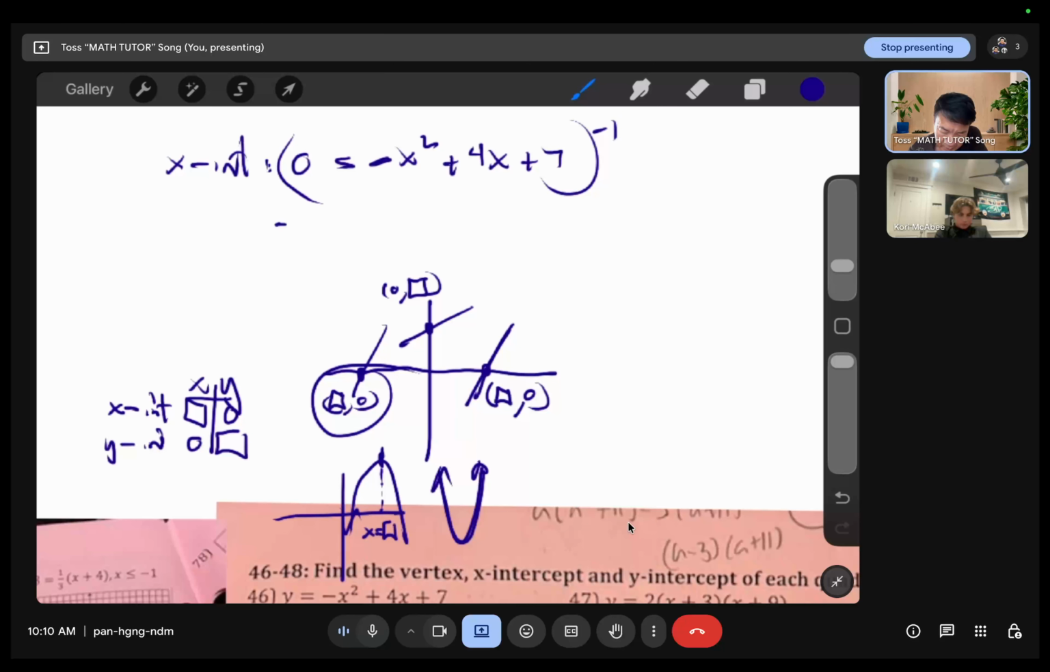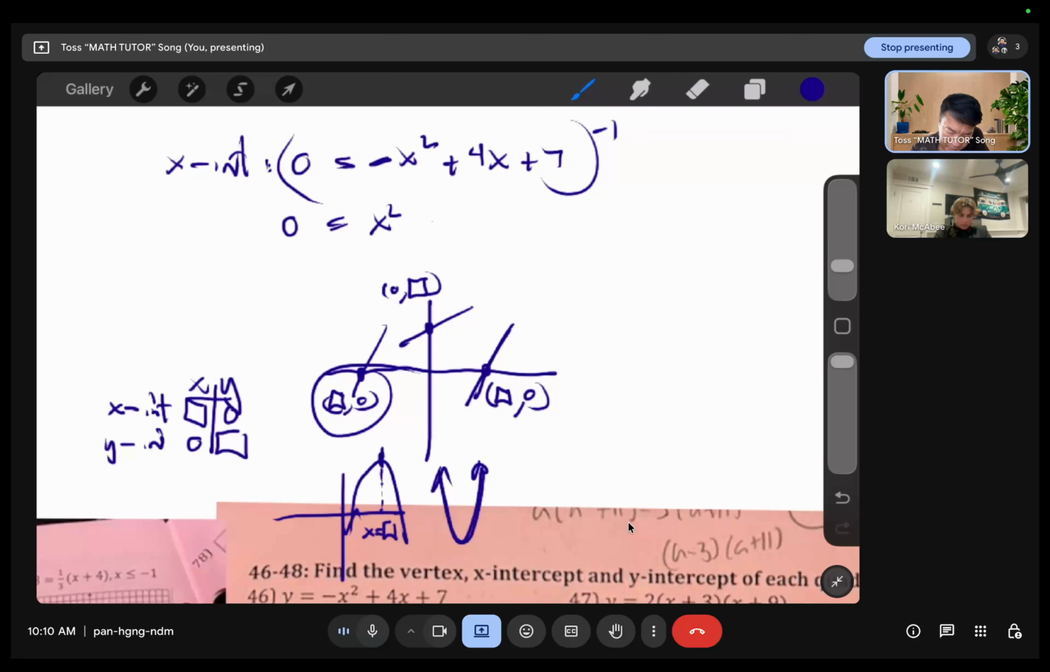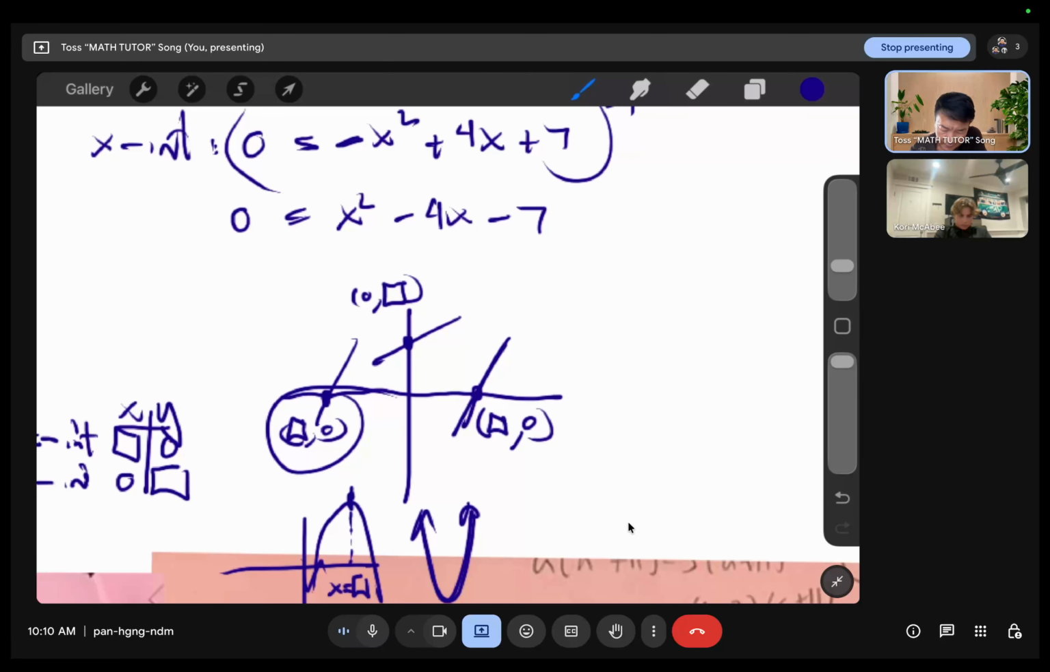Negative 1 times 0 is 0. And then change all the signs here. It'll be x squared minus 4x minus 7. And then factor, if possible. If not, we do quadratic. But we always attempt to do it by hand first. So let's see. Yeah, it's not possible. Yeah, dang it.